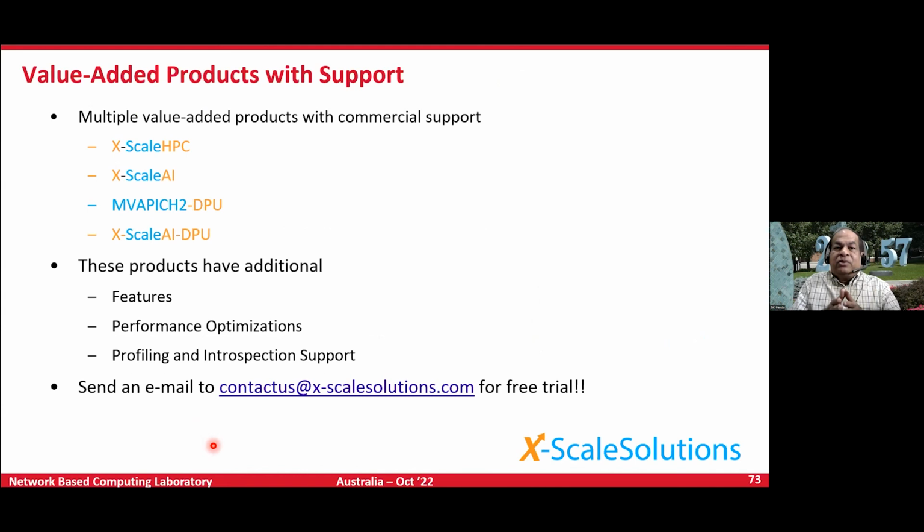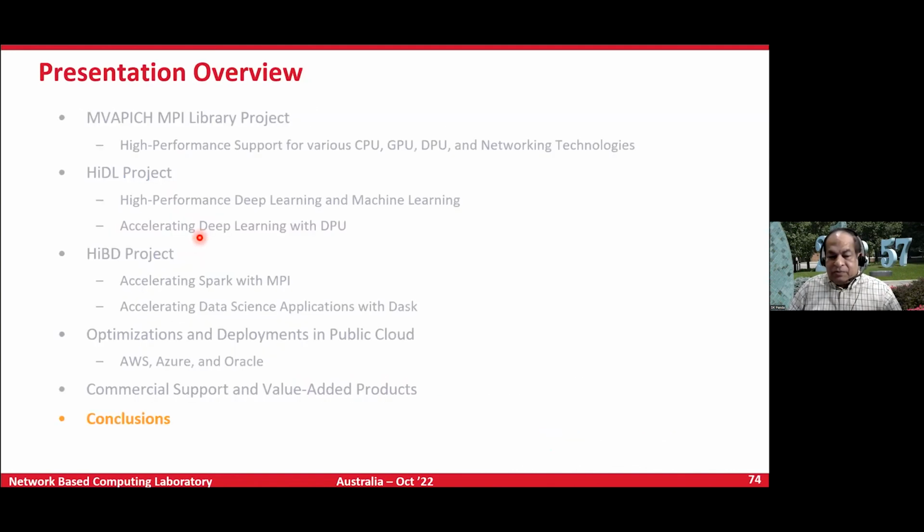And as we are doing those, people have been asking for a lot of value-added products on top of whatever we have from the OSU side. So we have packages like Exascale HPC and Exascale AI, which is basically that ideal framework. You don't have to build it; we have built it ourselves. So you can just download and install and get far better performance. And also, as I indicated, the MVAPICH2 DPU and Exascale AI DPU.